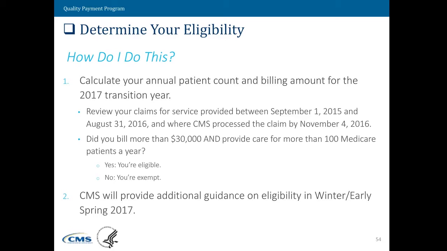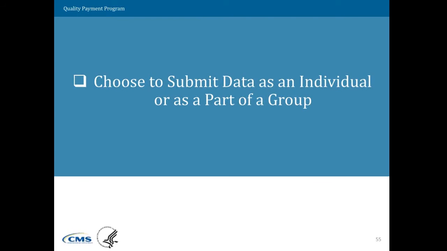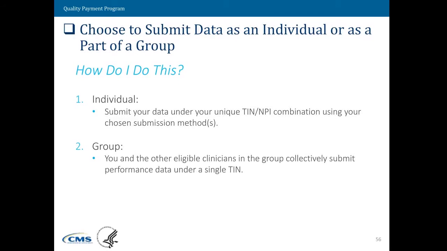So let's move on to the next data point, the next decision point here on slide 55. How do you choose to submit data? Do you participate as an individual or as part of a group? So on slide 56, you'll see this particular checkpoint, and eligible clinicians have two options for participating in the MIPS pathway, as was mentioned previously.